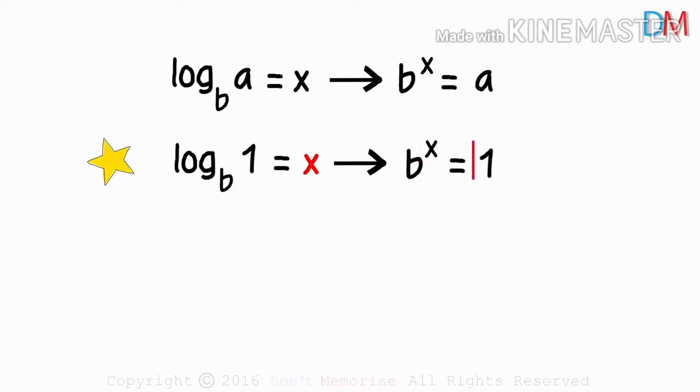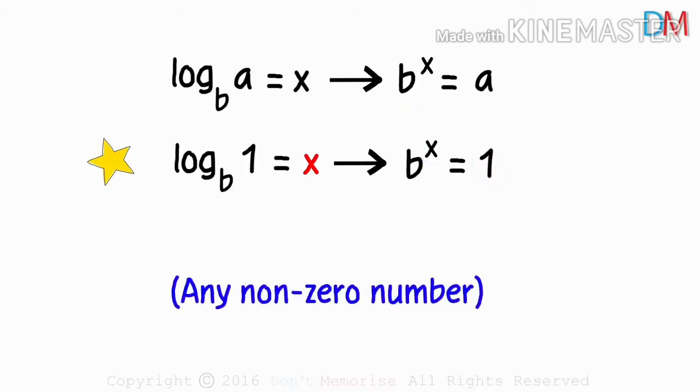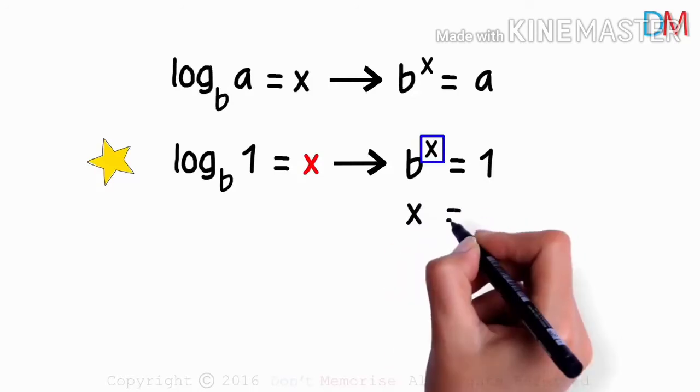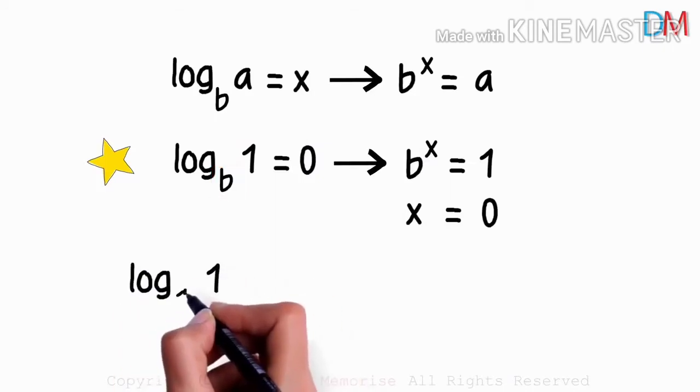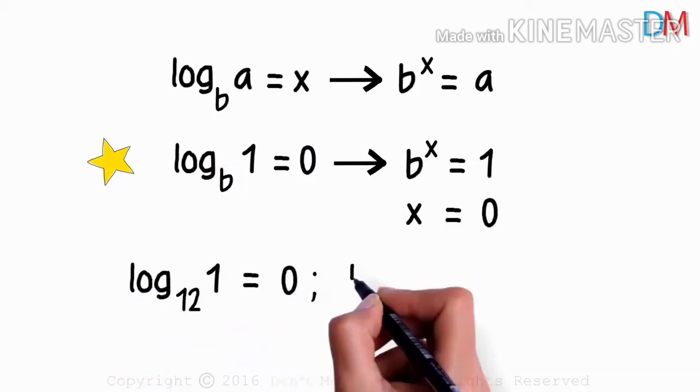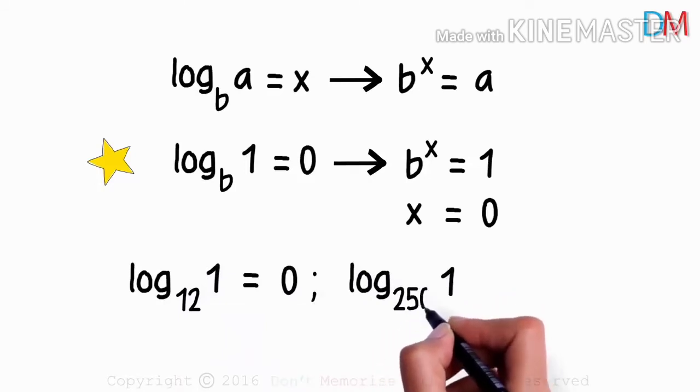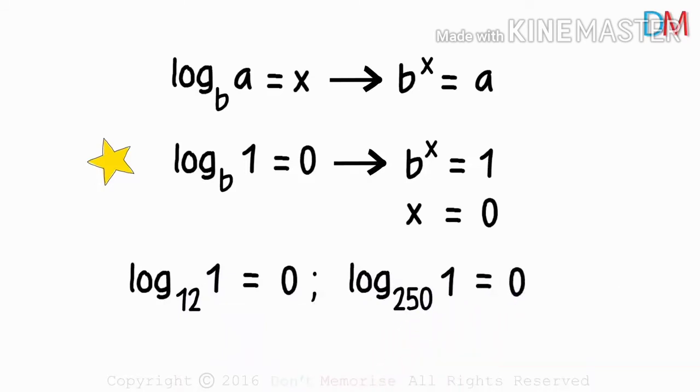For the answer to be 1, the power here has to be 0. Do you remember that property of exponents? Any non-zero number raised to 0 is equal to 1. Hence, x here is 0. The log of 1 to any base will always equal 0. Log of 1 to the base 12 is equal to 0. Log of 1 to the base 250 is also equal to 0. That was the first fundamental property we looked at. Log of 1 to any base will always equal 0.